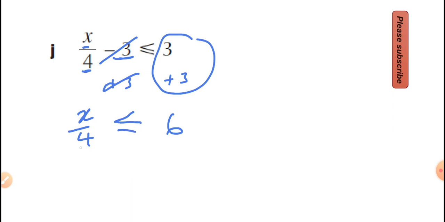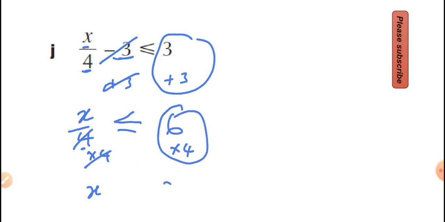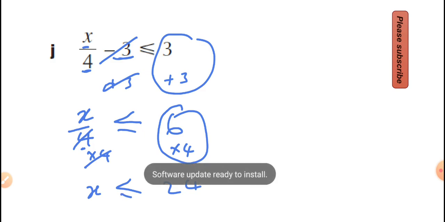Now we have to get rid of this divide 4. To get rid of the divide 4, we have to times by 4 on both sides. So that means on the left hand side, the divide 4 and the times 4 cancel out, leaving just x. And on the right hand side, we've got 6 times 4 is 24. So x has to be equal to or less than 24.